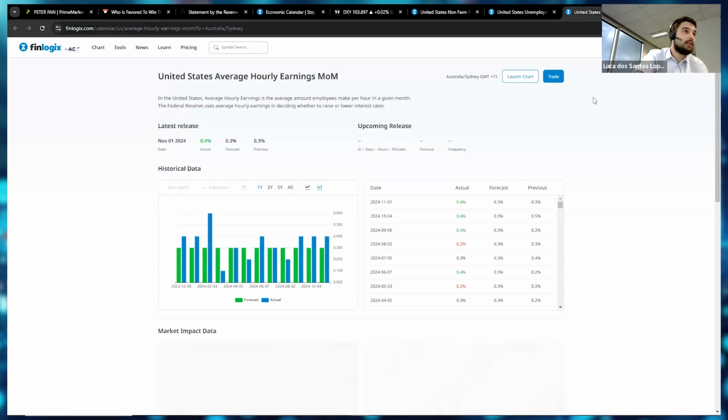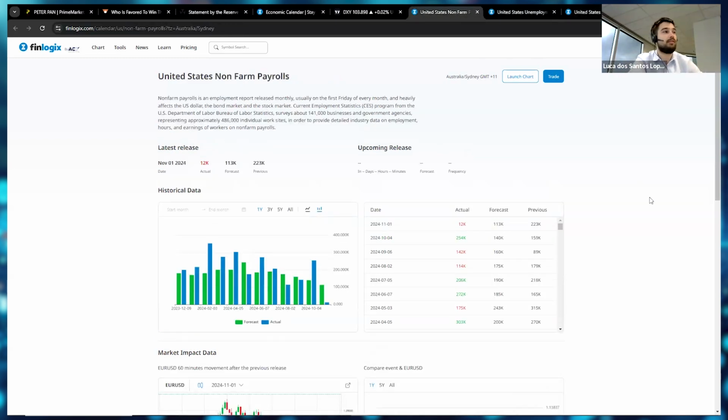And last but not least, the average hourly earnings month over month came in higher. It didn't help much. It was mixed data, but it didn't help much. We see 0.4% actual against a forecast of 0.2% and a previous 0.3%. So they were expecting no change, but it actually came in 0.1% higher than forecasted. In a sense that's good, but not with these 12,000 new jobs added. So that's really not great.